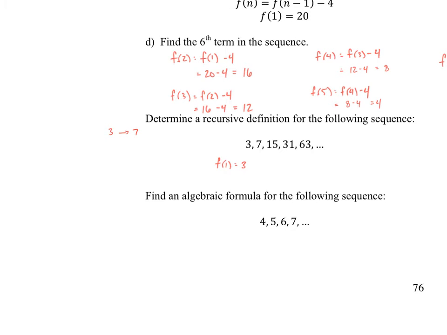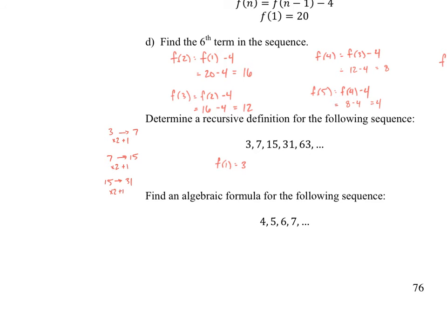In the same way that a 7 becomes a 15, or a 15 becomes a 31. What is this pattern that's happening from one term to the next? Well, to me, it seems like what's happening is the term is being multiplied by 2, and then 1 is added. 7 times 2 is 14, plus 1 is 15. 15 times 2 is 30, plus 1 is 31.